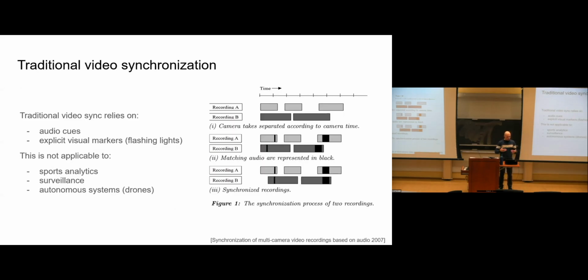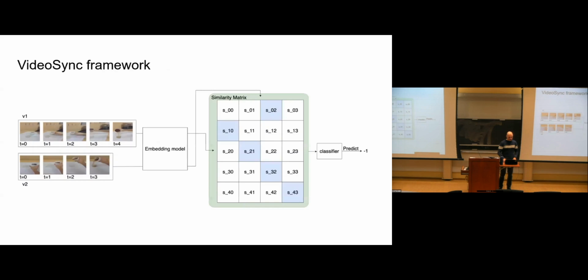However, these traditional methods are not very applicable to a lot of other things: sport analysis, surveillance cameras, anything that does not record audio or is not a preset kind of scene. And the most important application of this is autonomous systems. Obviously, we want robots with many cameras. Those cameras are not necessarily easy to synchronize at the device level, and we really want to understand better how to do this at the video frame level.